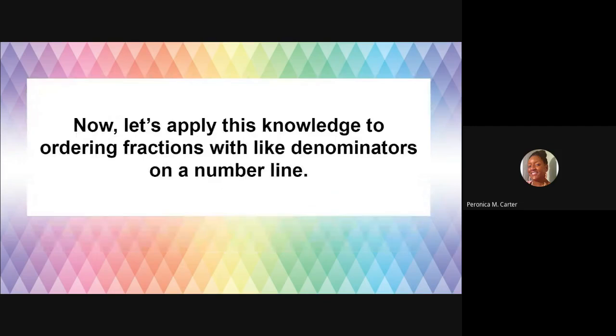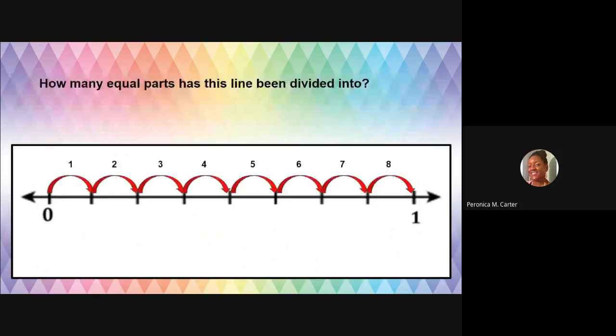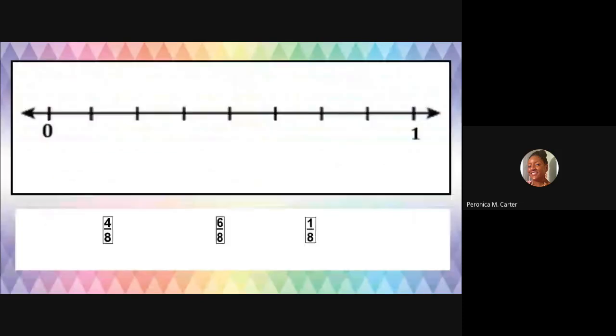How many equal parts has this line been divided into? Let's count them. 8 parts. So each section represents what fraction? 1/8. That's correct. Now, let's order these fractions that we see at the bottom. We see 4/8, 6/8, and 1/8.